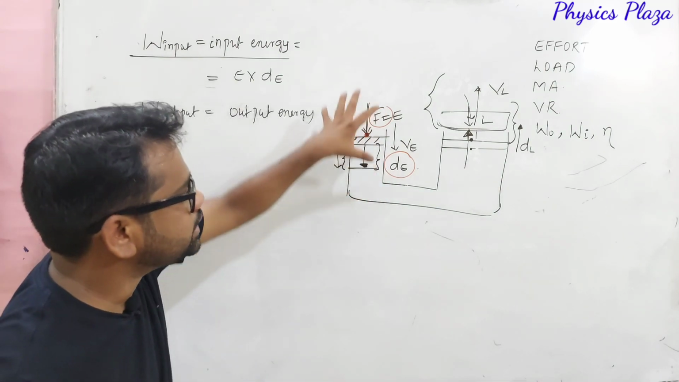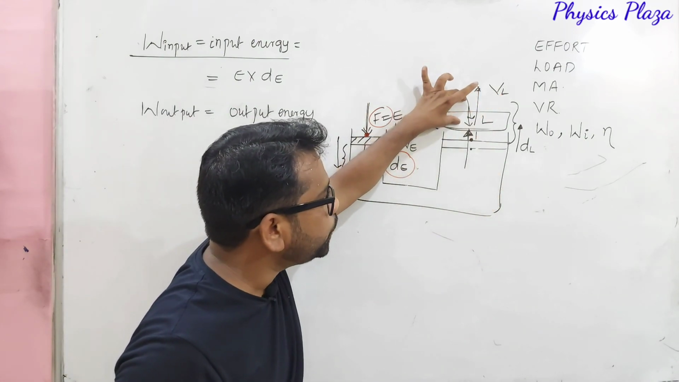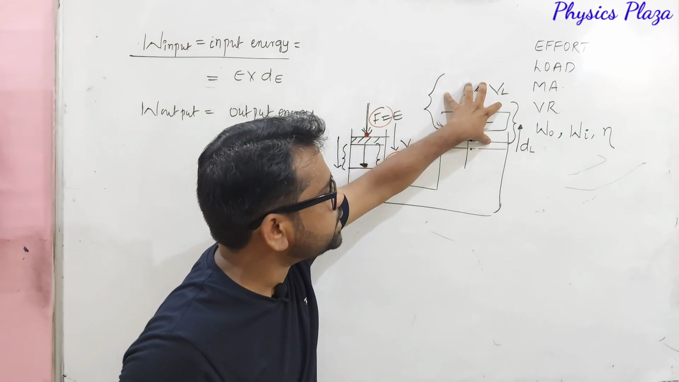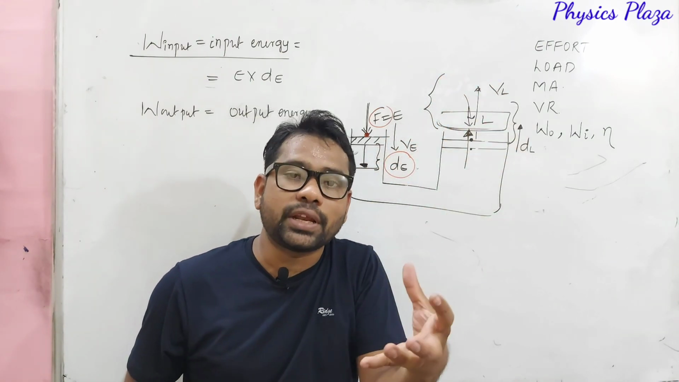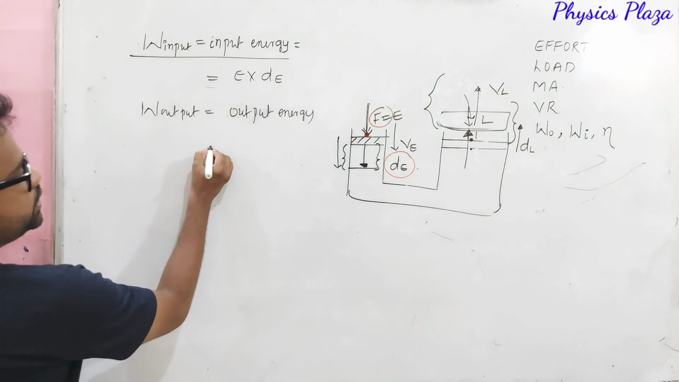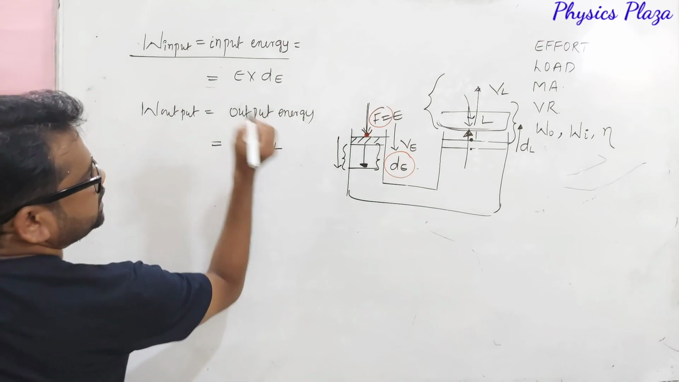So already we discussed the input work, and whatever work is done by the machine on the load is actually called work output. So here we get the output energy or output work done. So how to calculate that work output? Children, this can be calculated as load into load displacement.